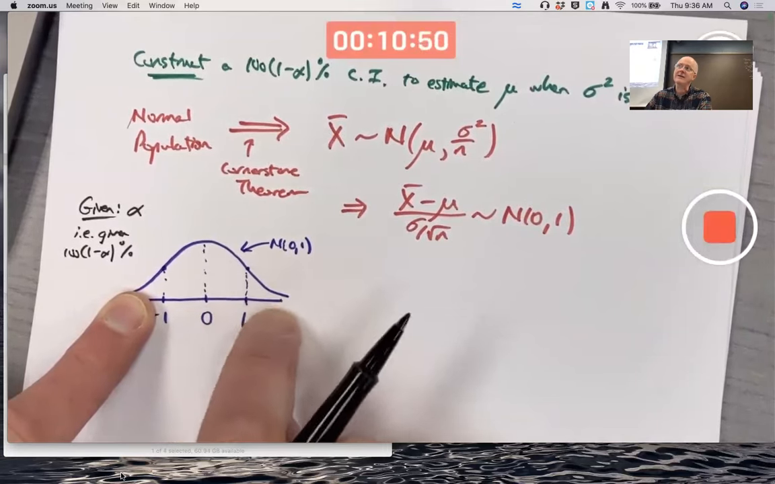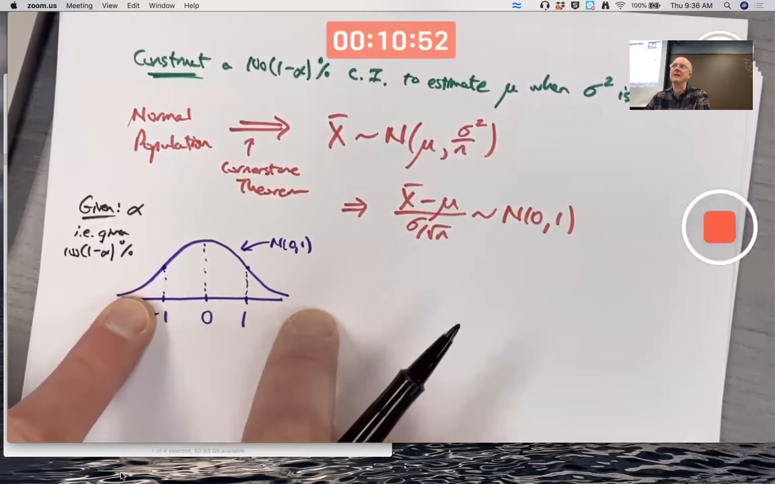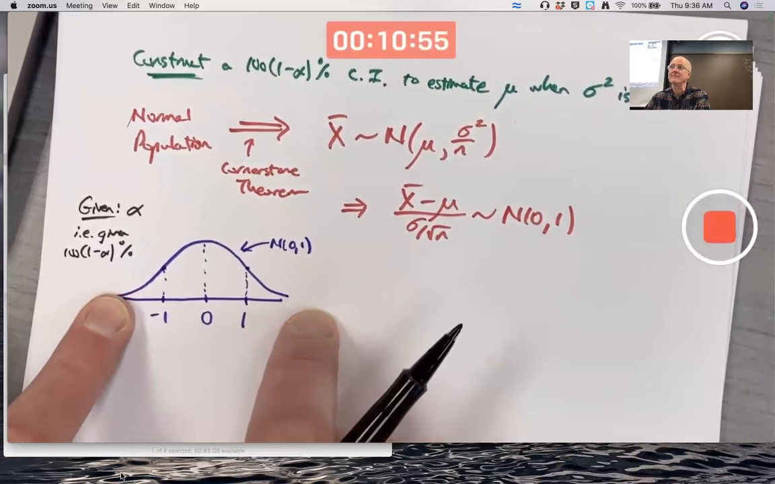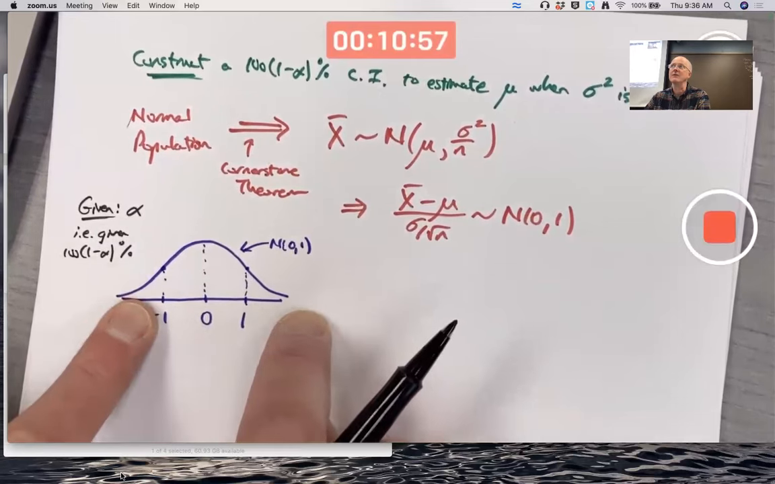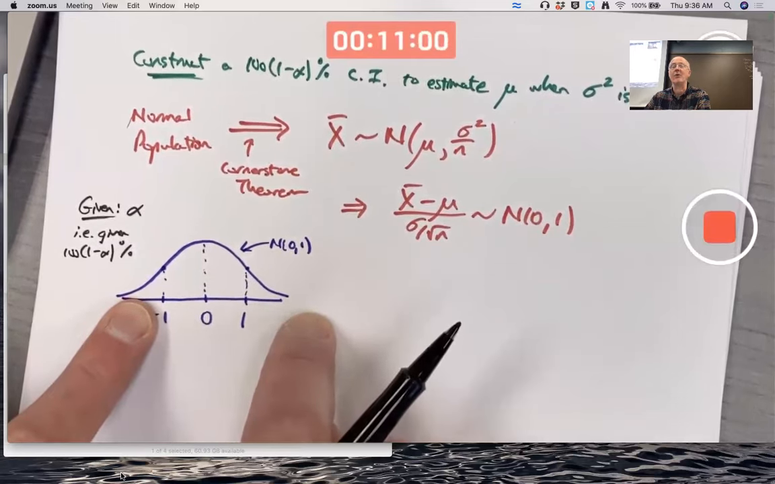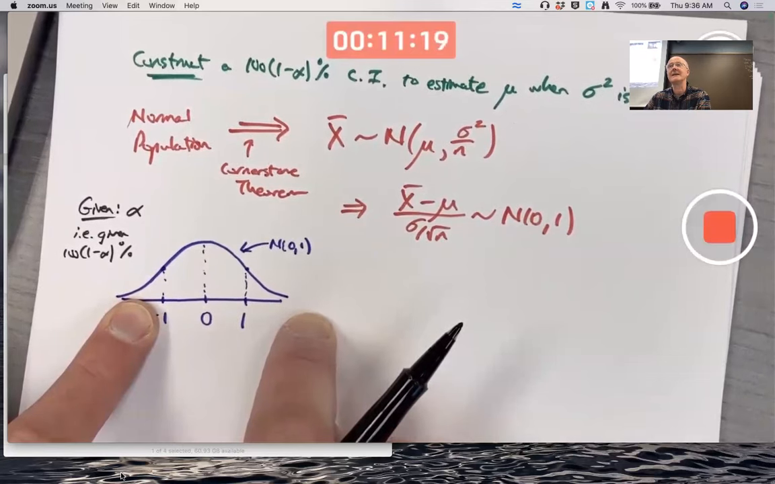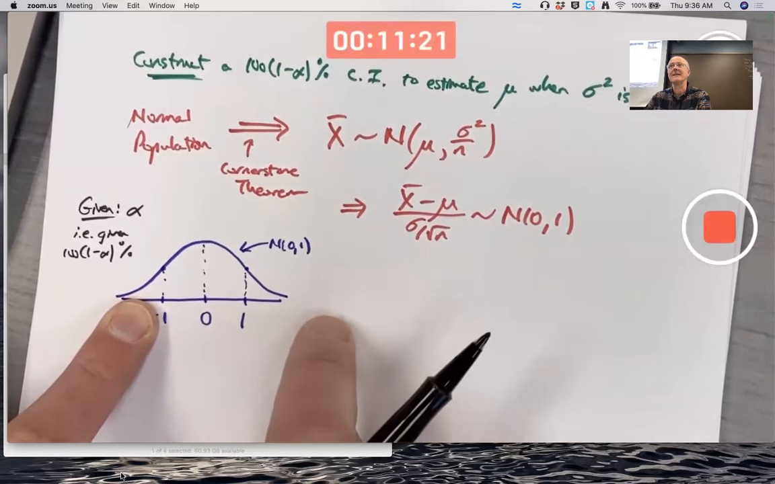Therefore, the area to the right of the rightmost one plus the area to the left of the leftmost one is alpha. And each individual area is alpha over 2. And then use that picture to help you solve for L1 and L2 and get the usual formula. X bar plus or minus z sub alpha over 2 times sigma over square root of n. I'm not going to write it down. Let's do something different though. We have freedom.